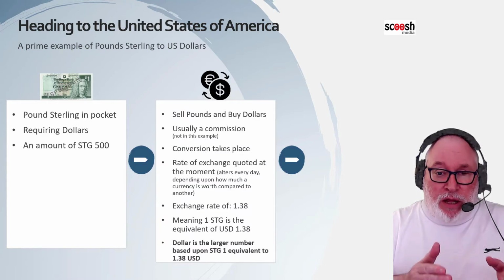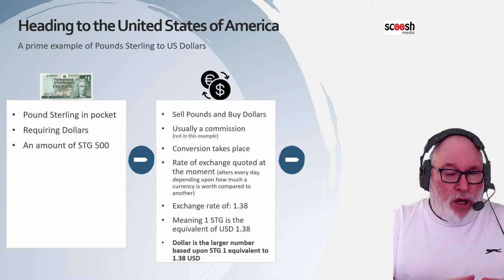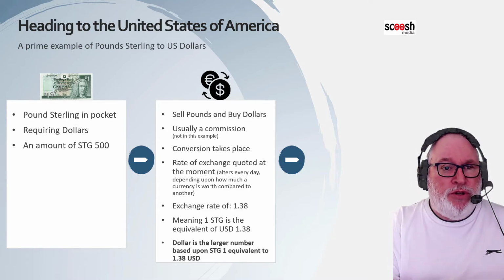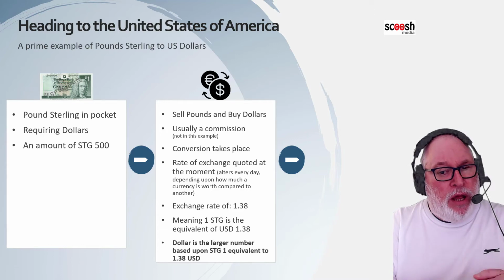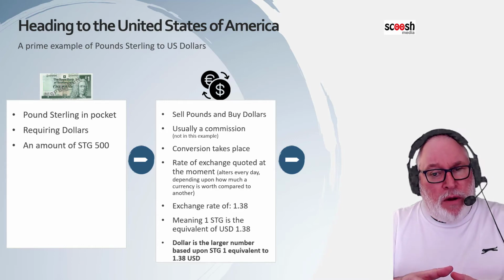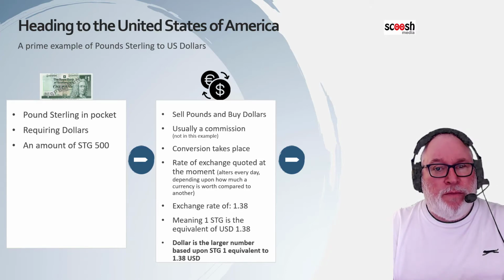Right. Anyway. So what we do is we have the exchange rate. What you're doing is you're selling the currency that you've got at the moment. So in this instance, we've got £500 sterling, which we're going to sell. What you're going to do is you're going to then think about purchasing, using that, some US dollars. So we sell the pounds, buy the dollars.